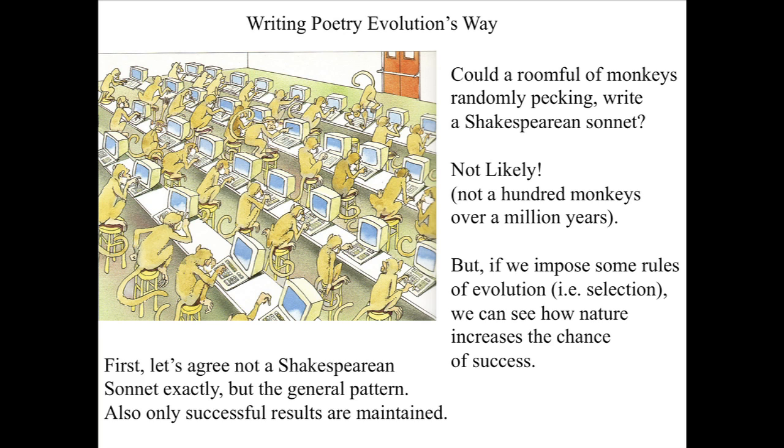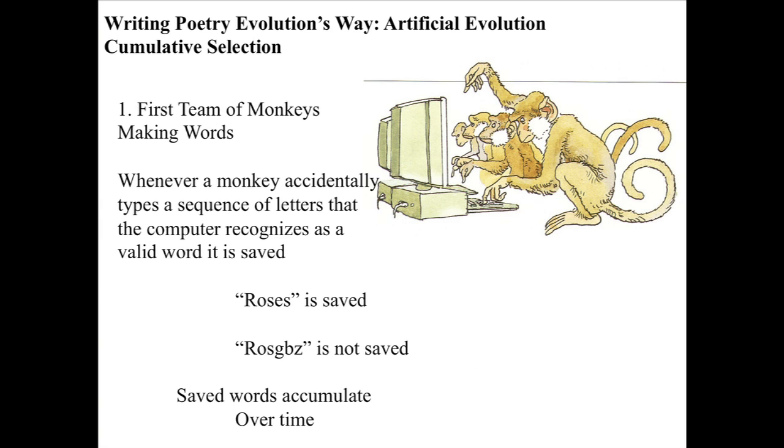So remember, for a Shakespearean sonnet, we need 14 lines and a characteristic rhyme pattern, AB, AB, CD, CD, EF, EF, with a 2-line envoy GG as the rhyming pattern. And if you're Shakespeare, you do that in iambic pentameter. So let's first agree, not a Shakespearean sonnet exactly, but the general pattern, okay? And only those successful results will be maintained. So, given that, let's depict how we might write poetry evolution's way.